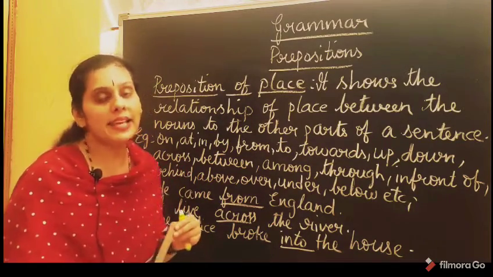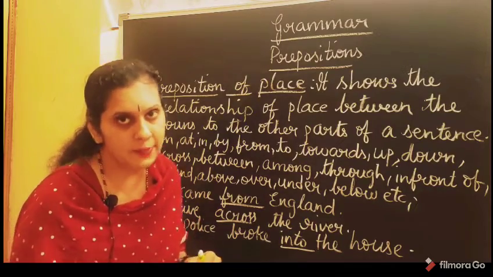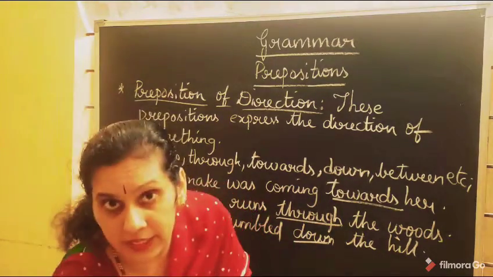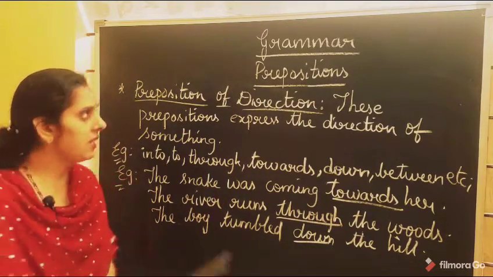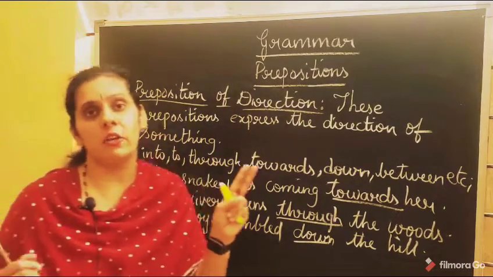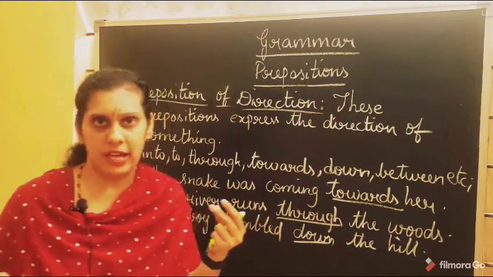Now let us learn the next type of preposition. Okay. The next type of preposition is preposition of direction. I have explained both in one only, that is preposition of place and preposition of direction.